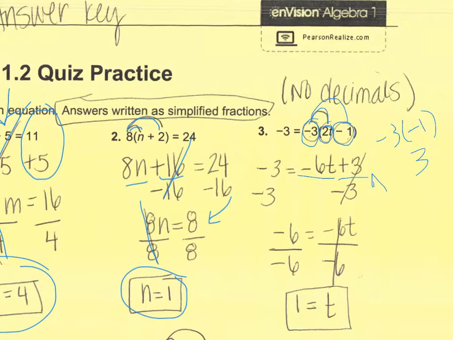Then from there, I think we're set. We subtract 3. Then we divide by negative 6. And t is equal to 1. It doesn't matter if you write it like this or if you say t equals 1. These are the same answers.